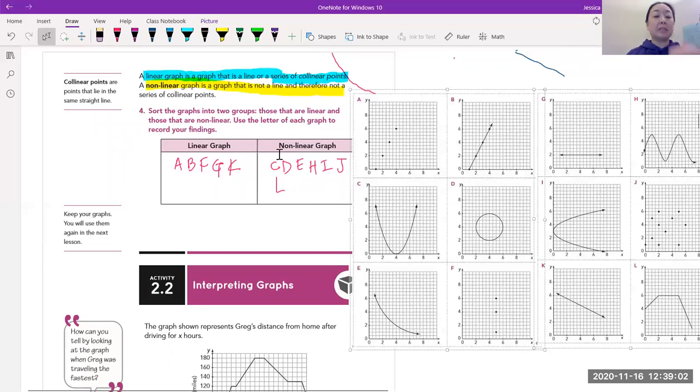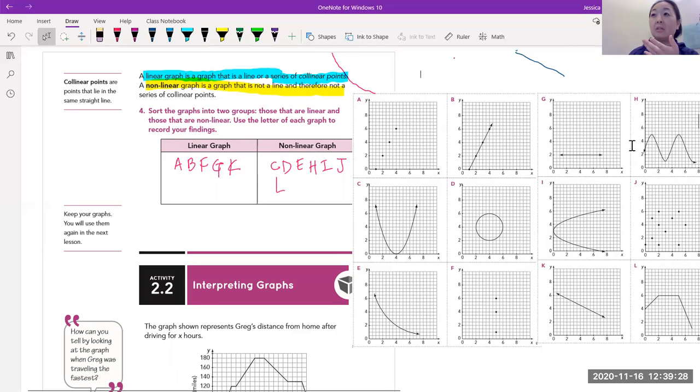All right, so we talked about linear graphs and then non-linear graphs, right? Linear is anything that you could draw a straight line through. And remember, a linear graph is a series of collinear points, so you can draw one straight line right through it. So A totally works. It is linear. B, linear.